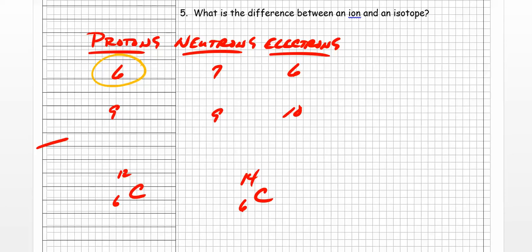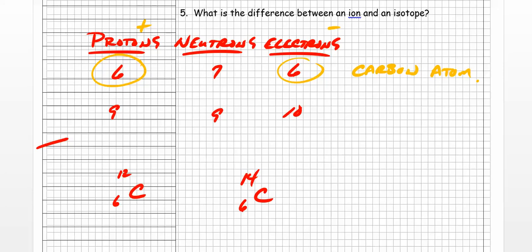Now, the number of neutrons may vary, but if the number of protons and the number of electrons in the periphery are not the same, then you have an ion. Now, notice protons are positively charged, electrons are negatively charged, right? So in this case, I've got 6 protons, I've got 6 electrons. This is not an ion. This is simply a carbon atom, okay? That's it. It's just a carbon atom.